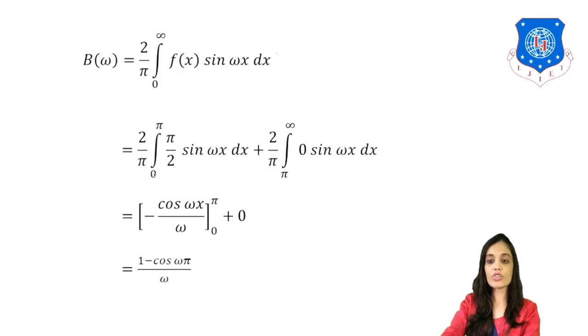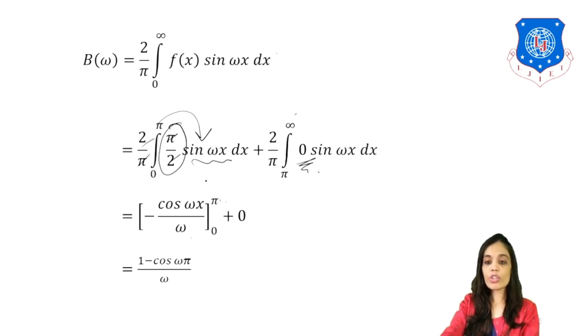Split the interval in two parts, that is from 0 to pi and pi to infinity. But in this interval our f(x) is 0. So just put over here pi by 2, this sin omega x will remain as it is. Now you can see these two will get cancelled out. Just the integration of sin omega x will be minus cos omega x upon omega and your limits are 0 to pi. Right? Now let us put the limits.